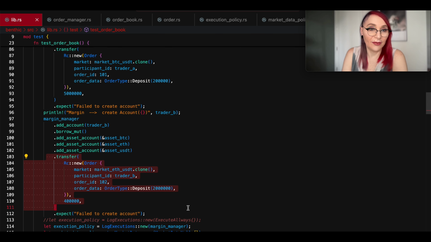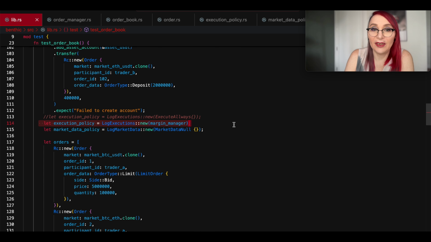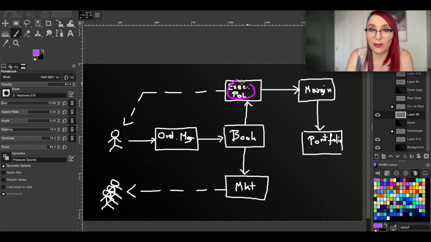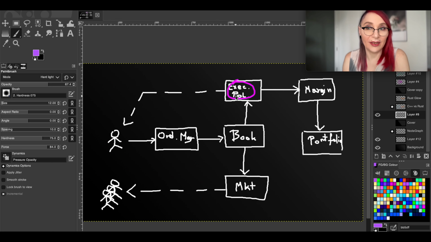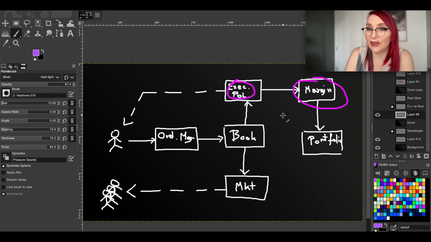I do the same trick for the second account. I deposit some Ethereum, you can see. So this is 20 Ethereum at the price of $4,000. And next, I'm creating the execution policy using the margin manager. So this means that I could have this execution policy execute always, which doesn't use any margin. It could just say, yeah, it's a valid order no matter what. But I'm actually creating it with this margin.